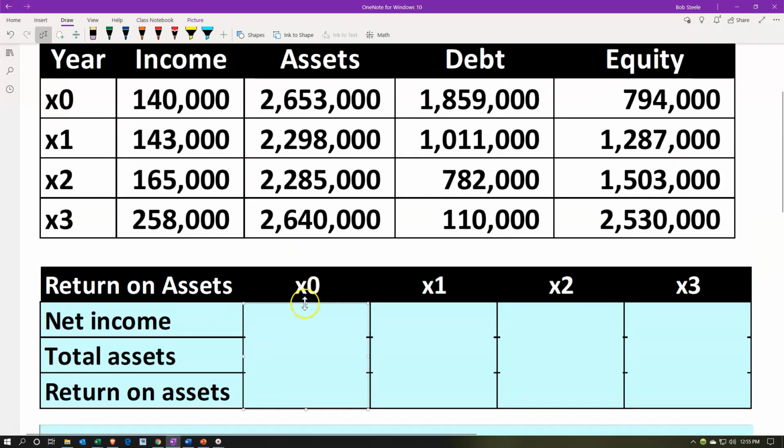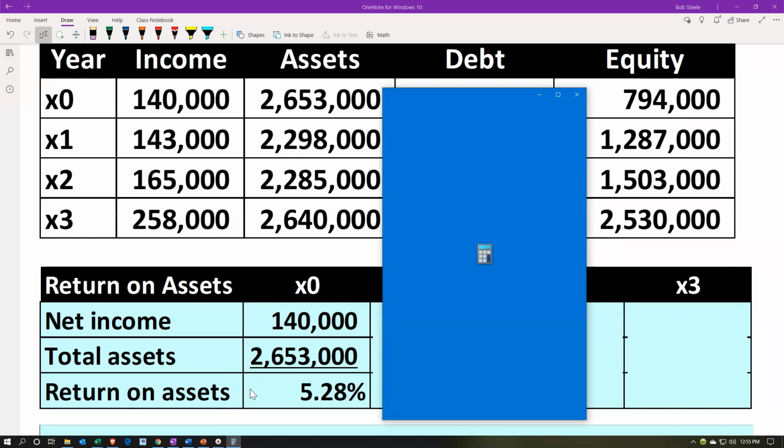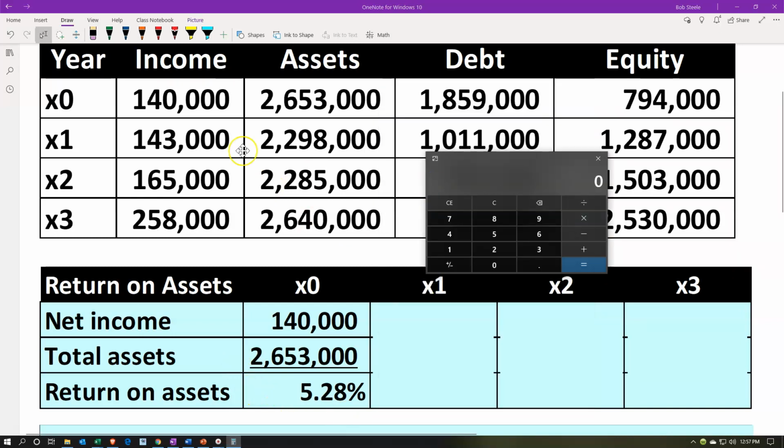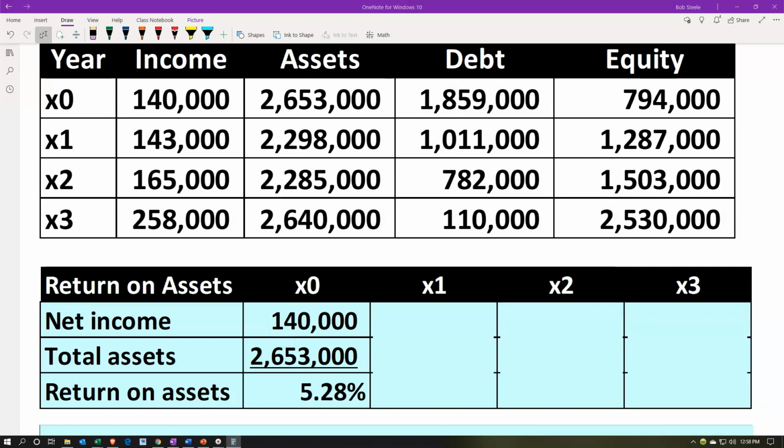So if we start picking up these numbers for X0, we have the 140,000 of net income compared to the total assets of 2,653,000. If we divide that out, 140,000 divided by 2,653,000 gives us about 5.28. Let's do the calculation just so we can practice moving the decimal over. If we move the decimal over 2 places, we're at about 5.28. This is a measure of how efficiently we're using our assets.